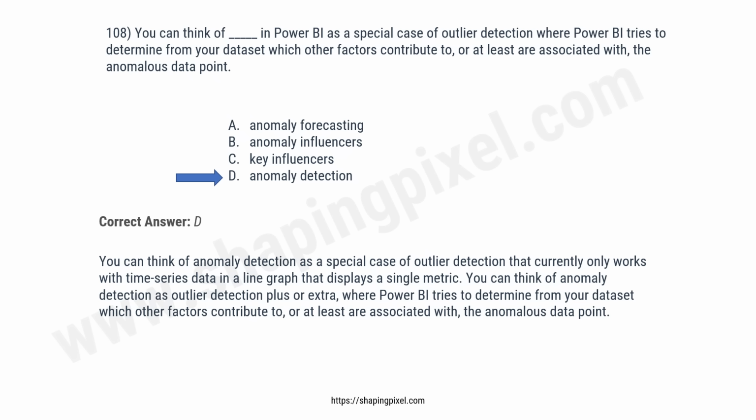You can think of anomaly detection as a special case of outlier detection that currently only works with time series data in a line graph that displays a single metric. You can think of anomaly detection as outlier detection plus extra, where Power BI tries to determine from your dataset which other factors contribute to, or at least are associated with, the anomaly's data point.